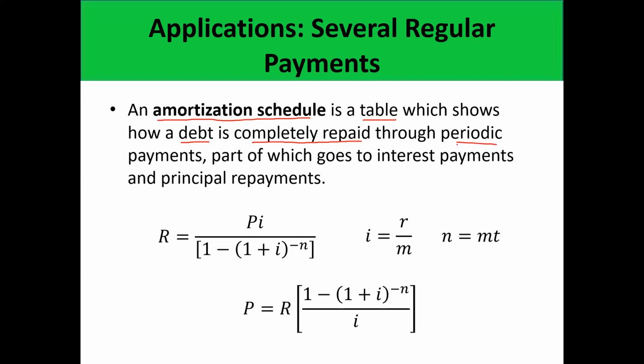So the periodic payments, these are your payments every period. So it can be monthly payment, semi-annual payment, quarterly payment. Now these payments, of course, would include the amount of interest charged for each particular period, and of course, the principal repayments. And then to recall, these are the formulas again for R, P, i, and n. So let's have an example.